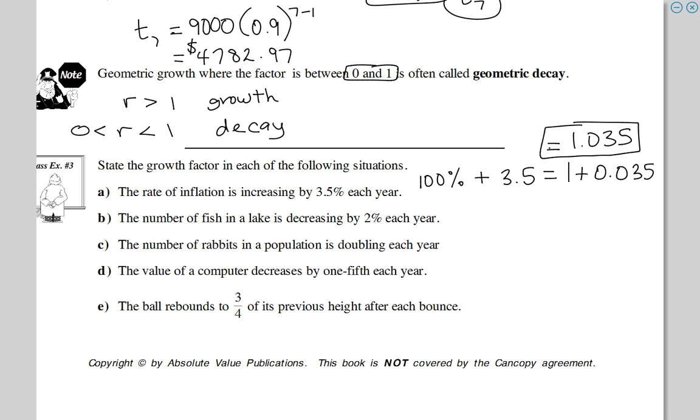Okay, the number of fish in a lake is decreasing by 2%. So follow the same structure. It's 100%. This time not add, but minus. So it's 98%. What's the decimal for 98%? 0.98. So what that means is you're going to maintain 98% of the value. So if I had 100 fish, the next year I got 98. And the next year after that, well, I would just take 98 and multiply by 0.98. Okay, the next one, what's the key word there? Doubling, so just R is 2. Done, just like that.